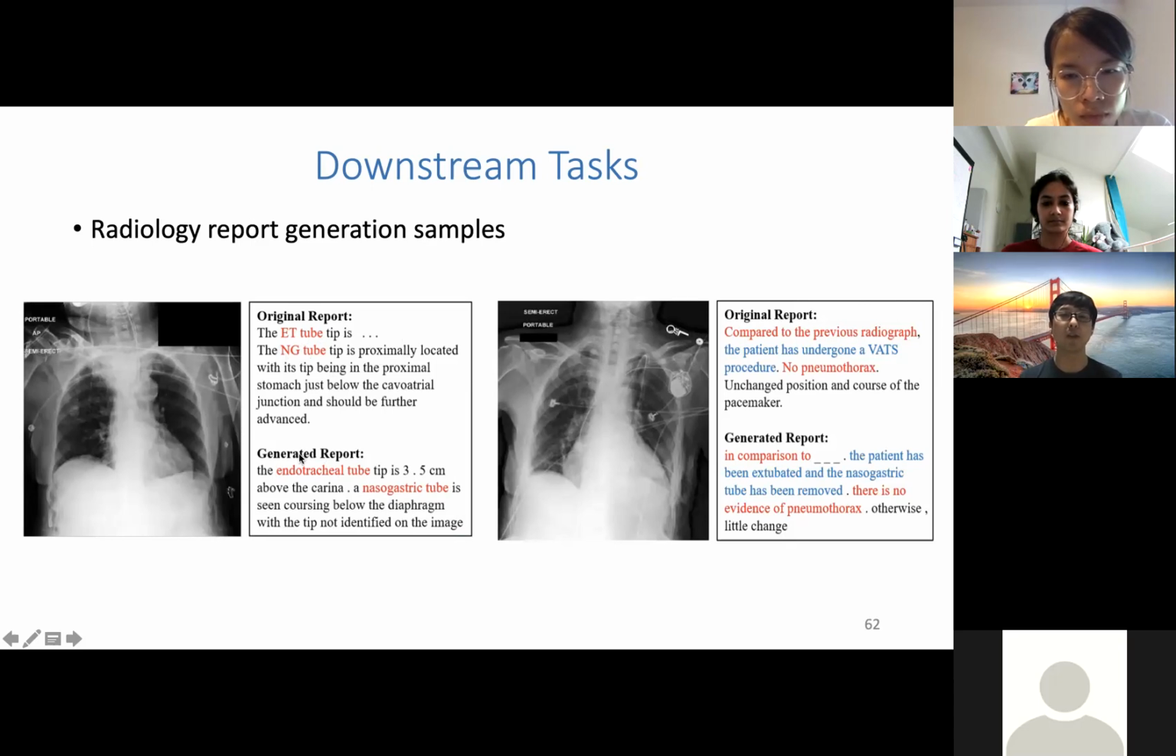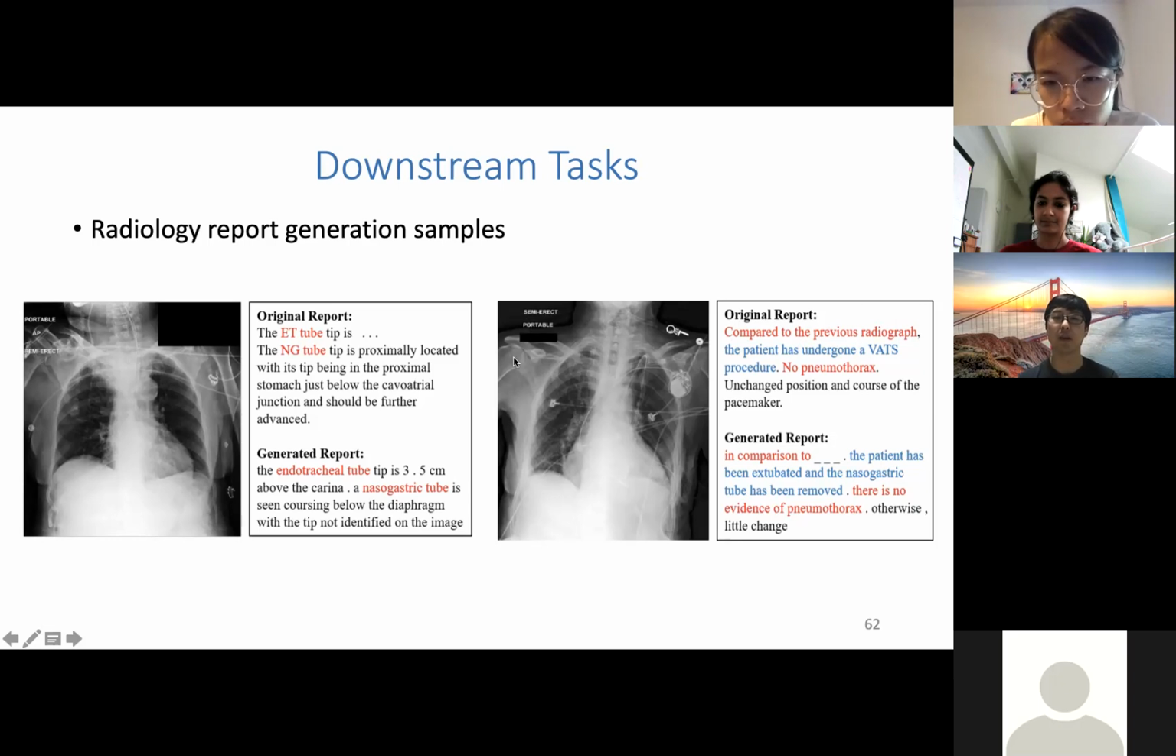Interestingly, I'm not even sure if there are any tubes here because I'm not a physician, but at least the model understands there are tubes here, which can be written as endotracheal tube instead of ET tube, and nasogastric tube instead of NG tube. So the model already has better domain knowledge than I do by looking at hundreds of thousands of examples, which is pretty interesting. And this one is another example.